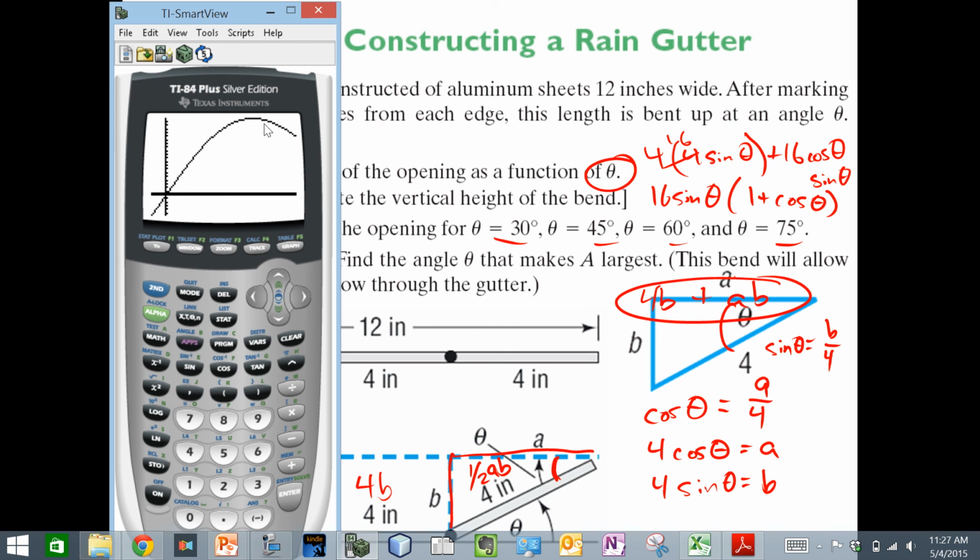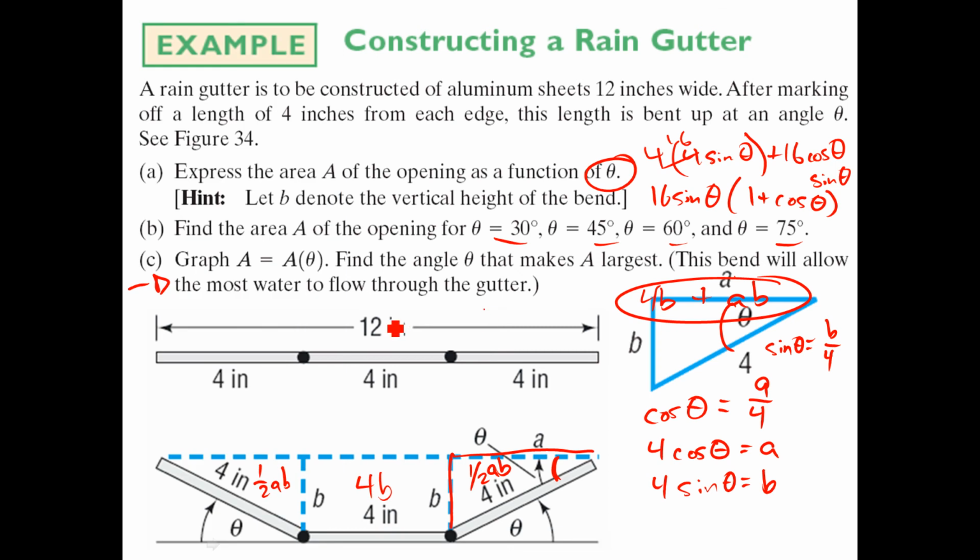Now we can see the top of it. So let's go find that maximum point. Calculate the max, which is 4. Left bound, right bound, moving the cursor along. And guess. And we were right. 60 degrees is 20.78, which would be our maximum point. Let's try another one here.